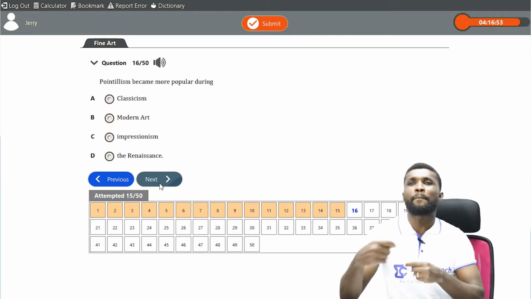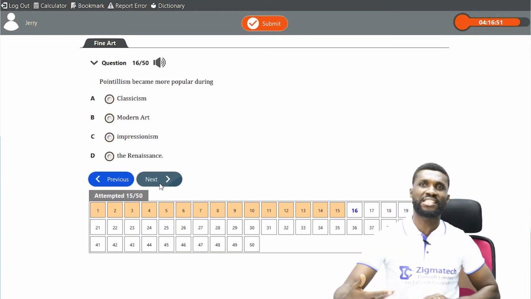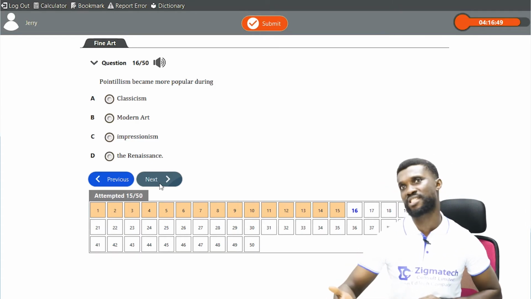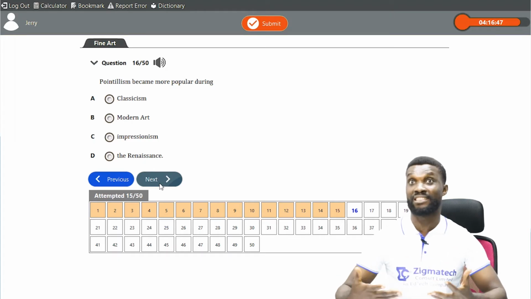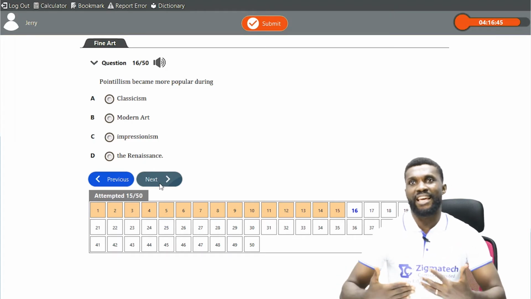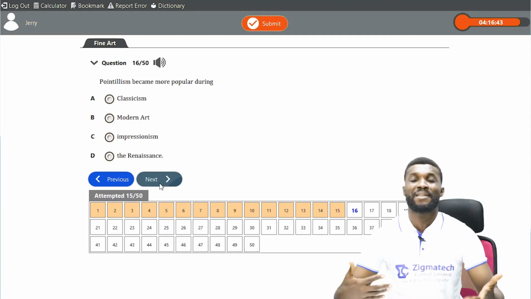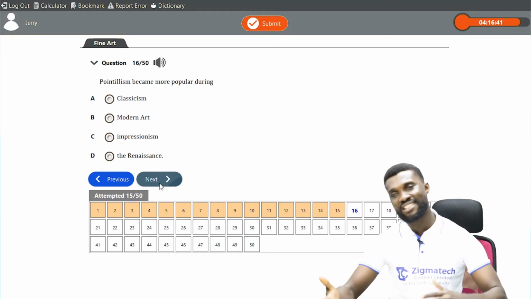Now we have the impressionism. Now the likes of Vincent van Gogh, they fall into the impressionist art because a lot of the art looks naturalistic, but they explore, they experiment a lot. So now, and then we have the Renaissance.